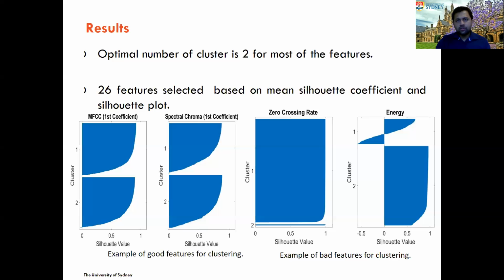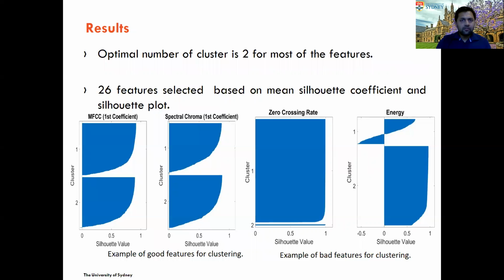The result showed that the optimum number of clusters was 2 for majority of the features and with all the features combined. Therefore, in the next phase, we evaluate the mean Cistulli coefficient and Cistulli plot for each feature using a 2-means clustering. We select 26 features based on the mean Cistulli coefficient and Cistulli plot. This is done by discarding various features if the number of data points in a cluster is greater than 60%.